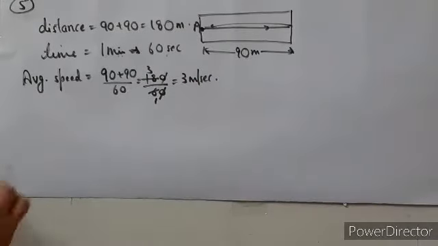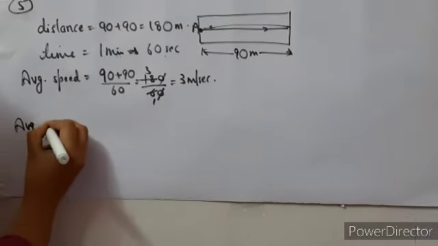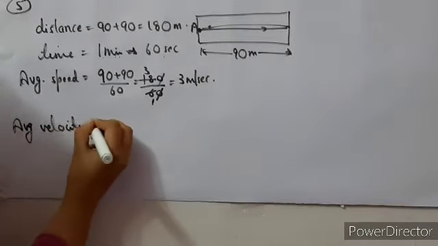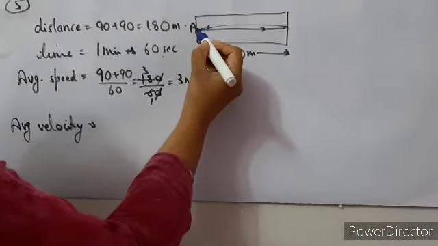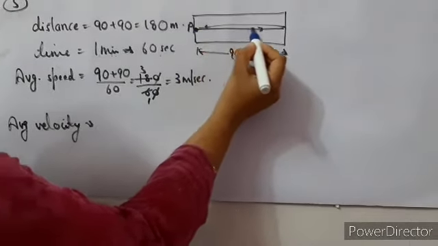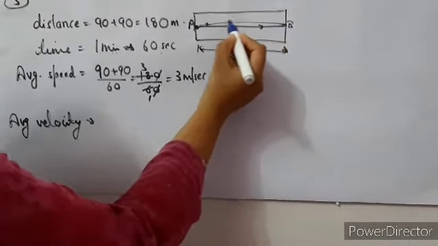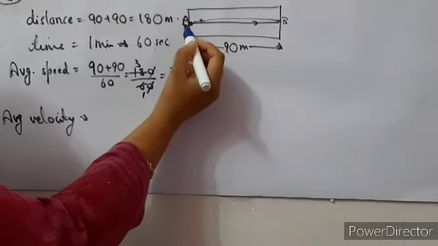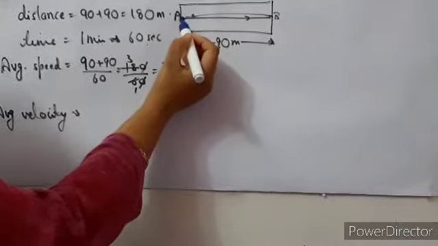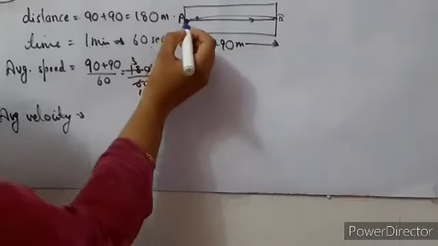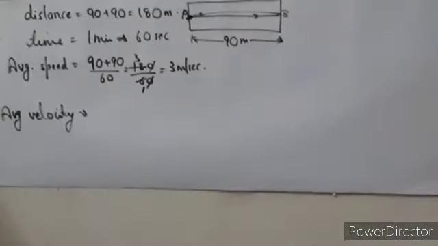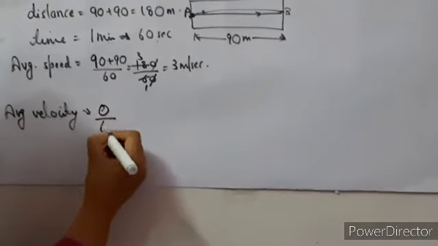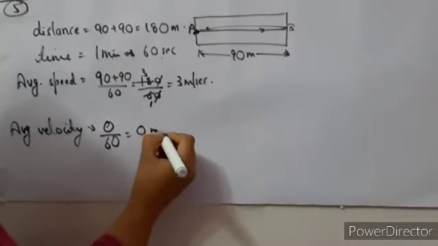Second thing they are asking is average velocity. That is displacement over time. If you look in the figure carefully, Usha started from here, from point A, goes to the other side, point B, and again came back to point A. So in this case, the total displacement will be 0, because from where Usha started, she covered some distance and she came back to the same position again. So the displacement will be 0. So displacement over time, displacement is 0, time is 60. So 0 over 60 is 0 meter per second.